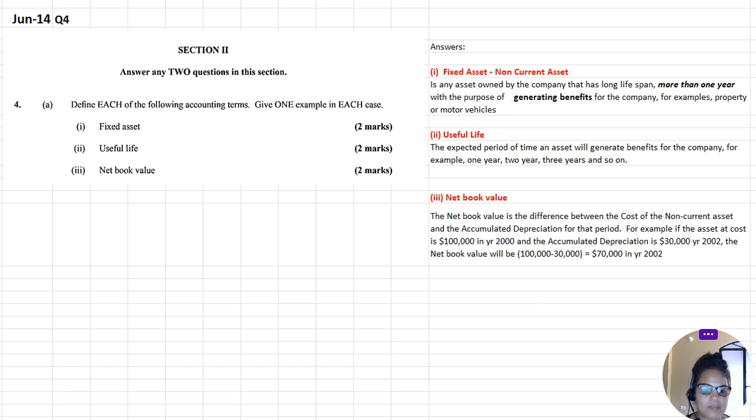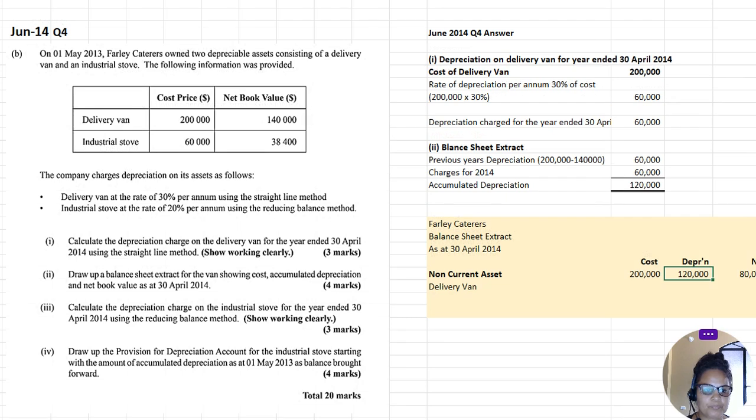Now let's look at the other part of the question. Let's look at the requirements first, because I always tell students to look at the requirement. The other part asks that you calculate the depreciation charge on the delivery van for the year ending the 30th of April 2014 using the straight line method. So here in part 1 of B, they ask you to calculate using the straight line method, and to show working clearly.